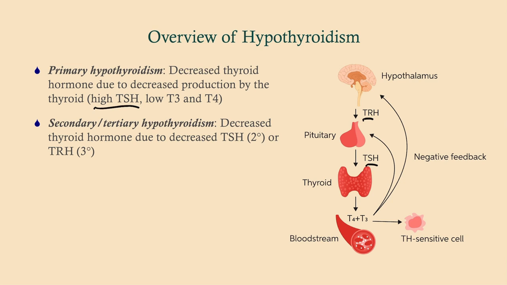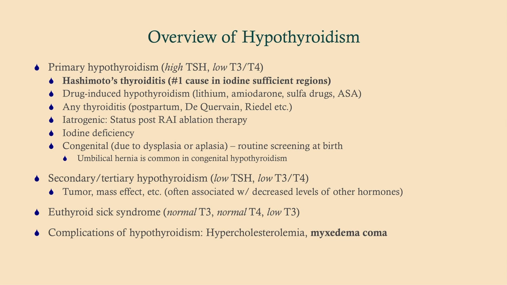Now, secondary and tertiary hypothyroidism are problems with the pituitary and the hypothalamus, respectively. So in this case, you'll have a low TSH, particularly if you're dealing with the pituitary, which is usually where it's at. And then you'll also have a decreased thyroid hormone level, of course.